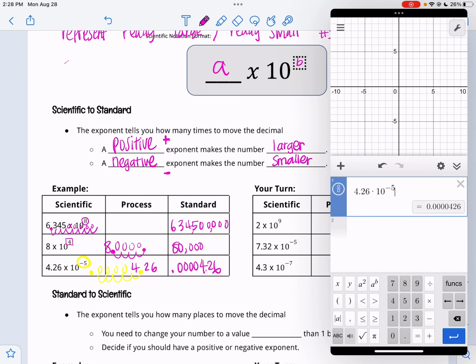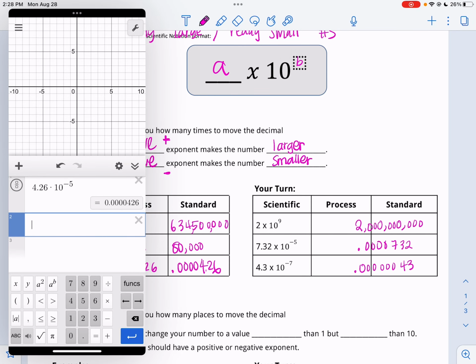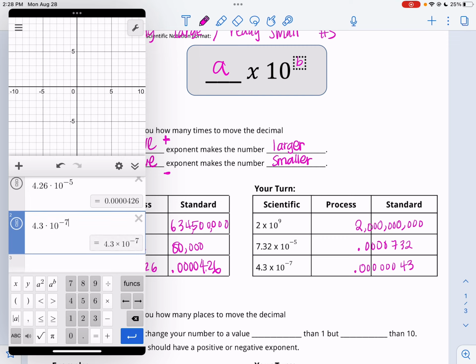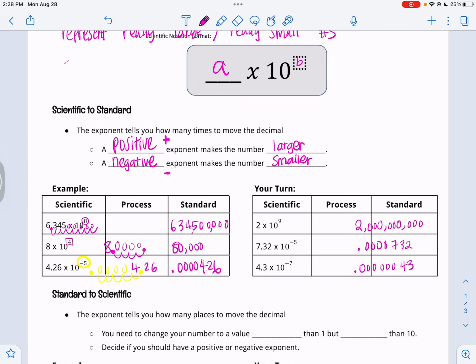And this is what I mean by the calculator will just leave its answers as scientific notation, because it will if the exponent is equal to or greater than 7. Okay.